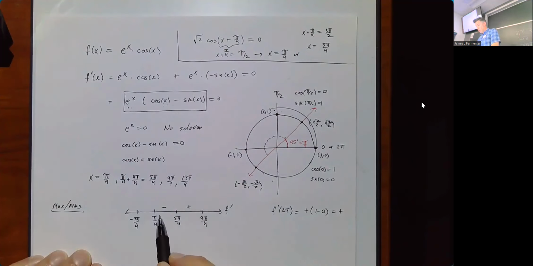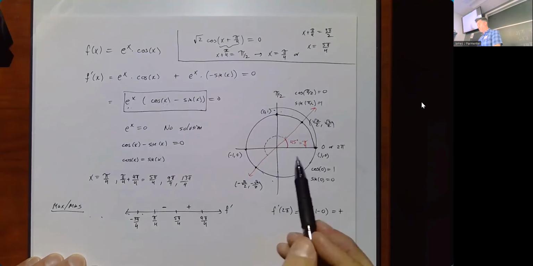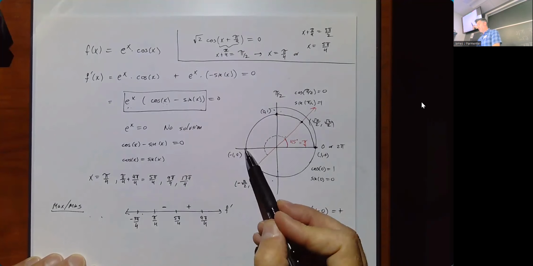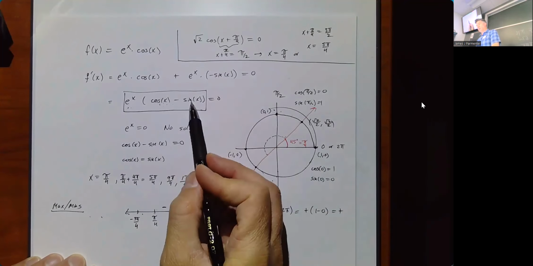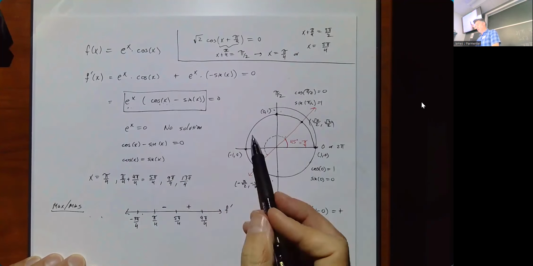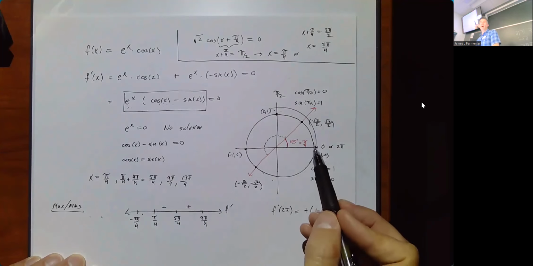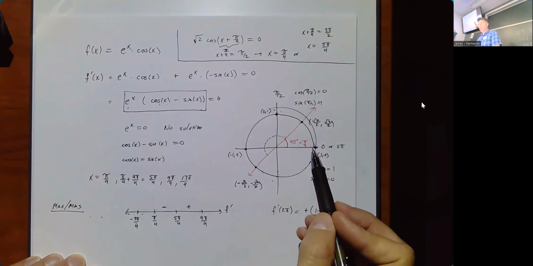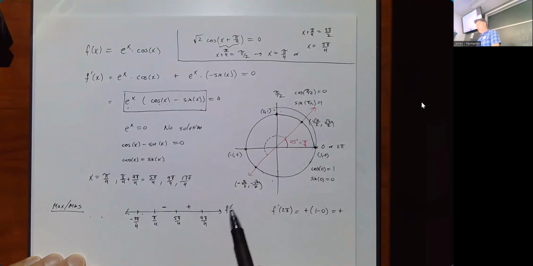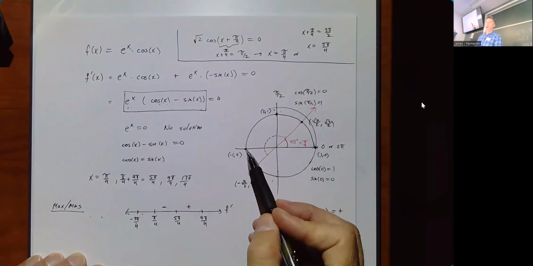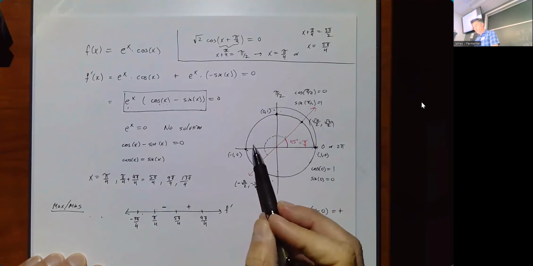Because between here and here, I can pick pi. Between here and here, I can pick 2 pi. Between here and here, I can pick 0, negative pi, negative 2 pi, negative 3 pi. So I'm just going back and forth between this point and this point. And at this point, cosine is bigger than sine. And at this point, cosine is less than sine. So anywhere the angle is a multiple of 2 pi, you're going to get a positive derivative. And anywhere the angle is an odd multiple of pi, you're going to get a negative derivative.